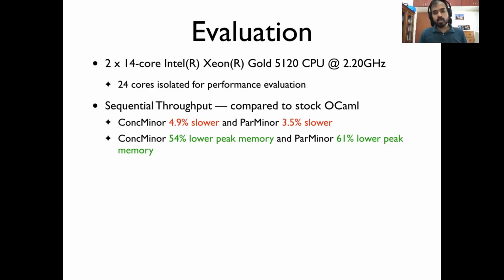But we also observe that both concurrent miner and parallel miner use much lower peak memory than stock OCaml. This is because our allocator is much more efficient in reducing fragmentation. So this gives us promise that we can relax the memory bounds in order to get better running times. And we also observe that our sequential GC pause times are on par with OCaml. These results and more details are available in the paper.